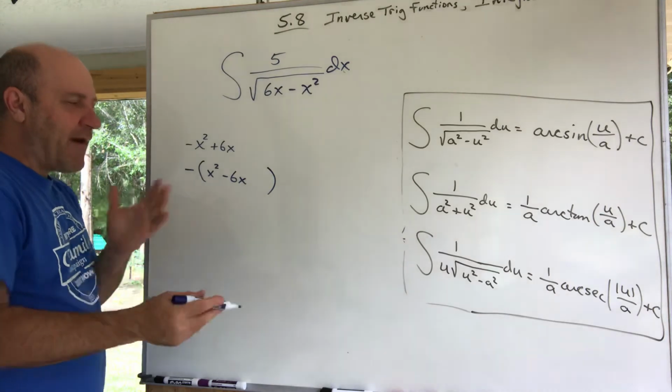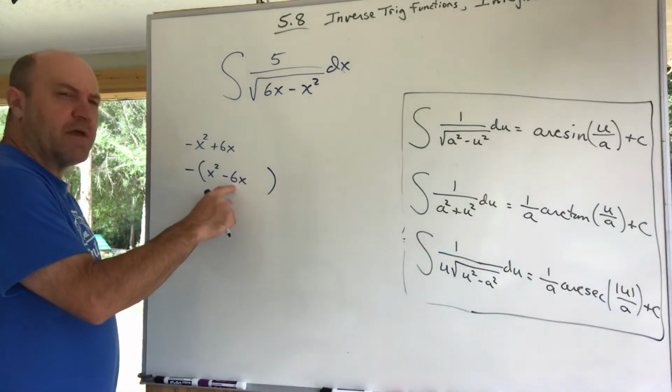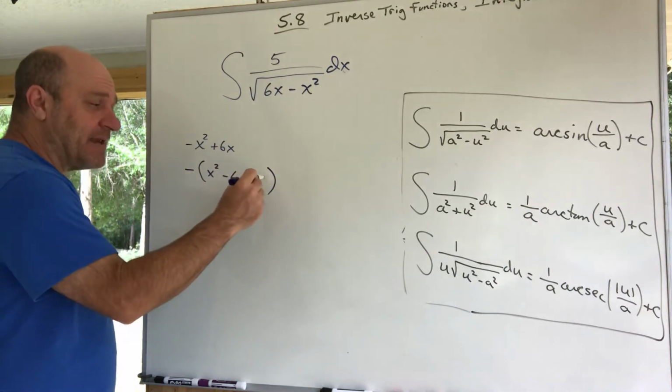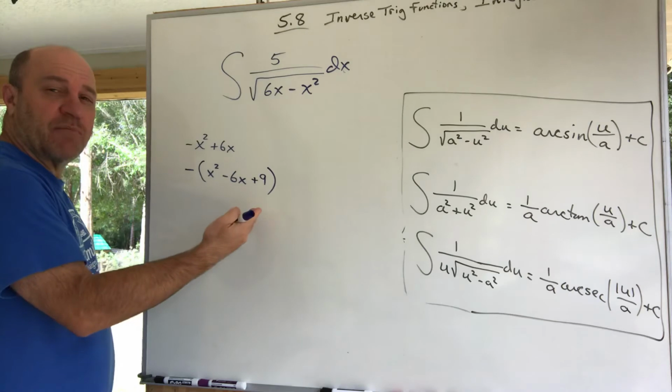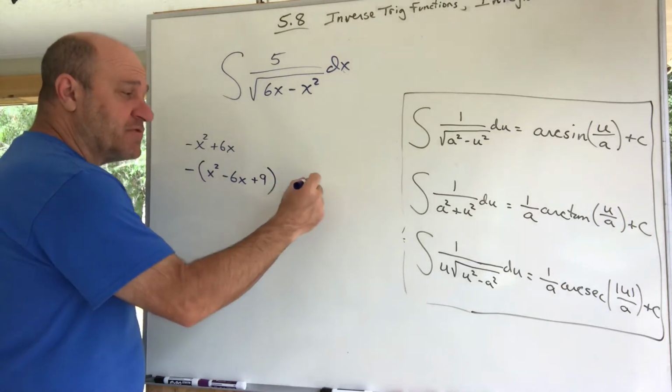Okay, now I can complete the square. I can add the right number here. Half of this is a 3, square it, it's a 9. I need to add a 9. That makes me have a perfect completed square. So usually, you add a 9, you better come over here and subtract a 9.